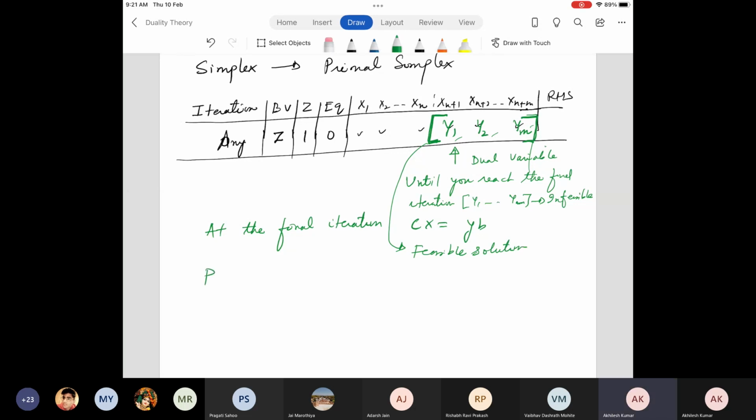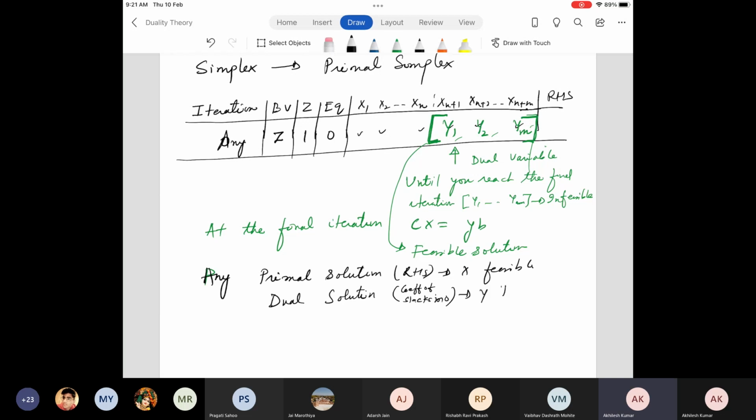So at any iteration, the primal solution, which is on the RHS, is feasible. You make sure that your RHS is always greater than or equal to 0 when you are trying to solve. At any iteration, the dual solution, the coefficient of slack in the zeroth equation, which is the y's, is infeasible.